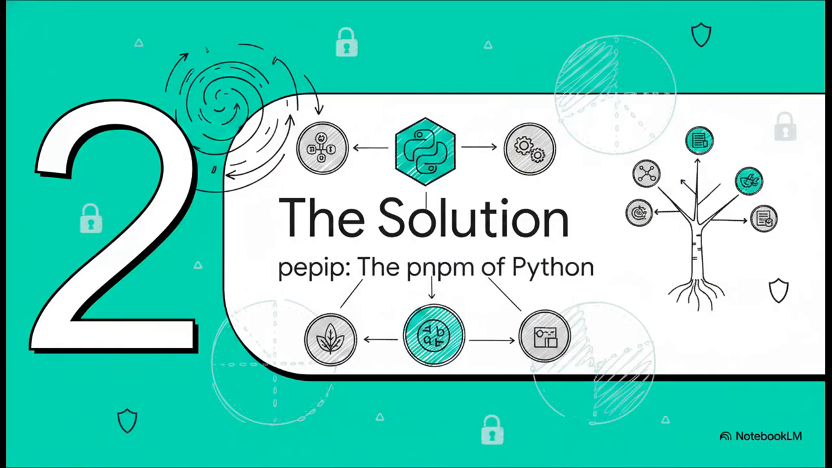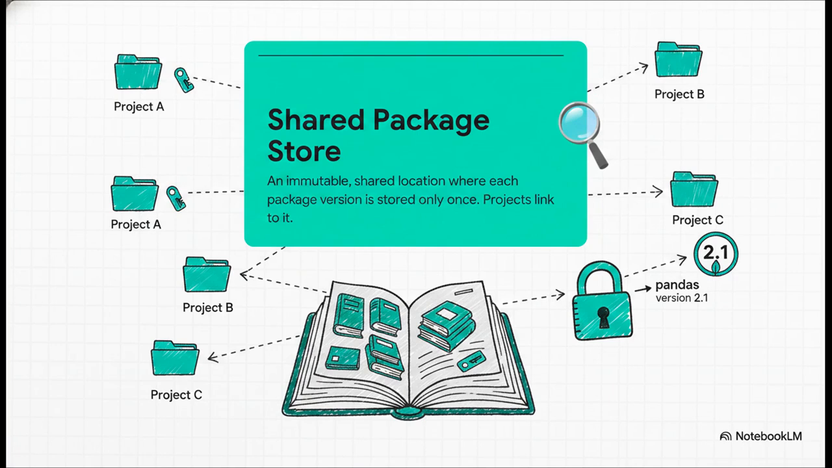So what's the fix for this duplication nightmare? Well, let's talk about pepip. It's a tool that takes a really clever idea from the JavaScript world, specifically from a tool called pnpm, if you're familiar with that, and brings it right into our Python ecosystem. The goal is simple. Get all the benefits of project isolation with none of the waste. And the magic behind it all is this idea of a shared package store.